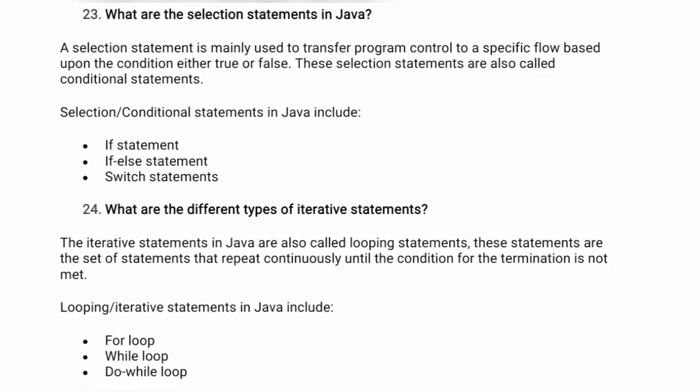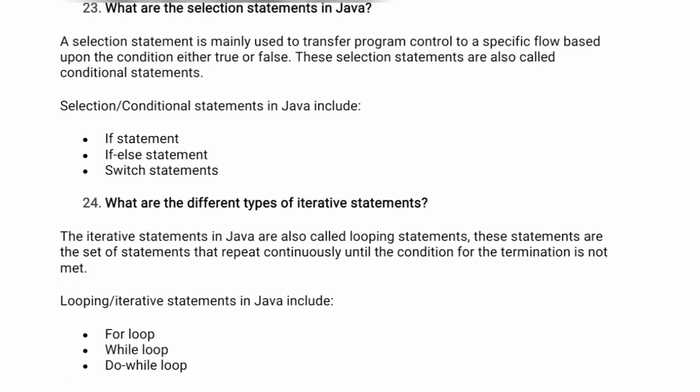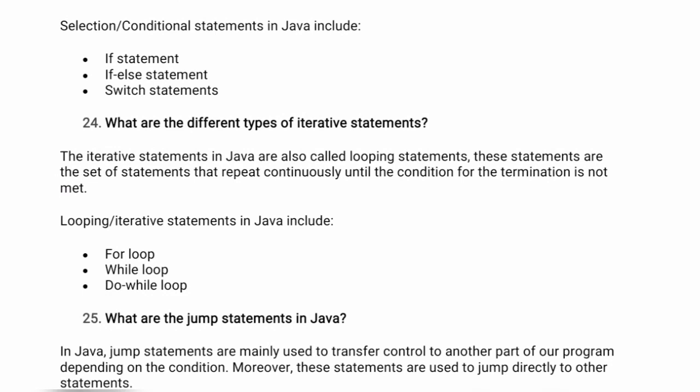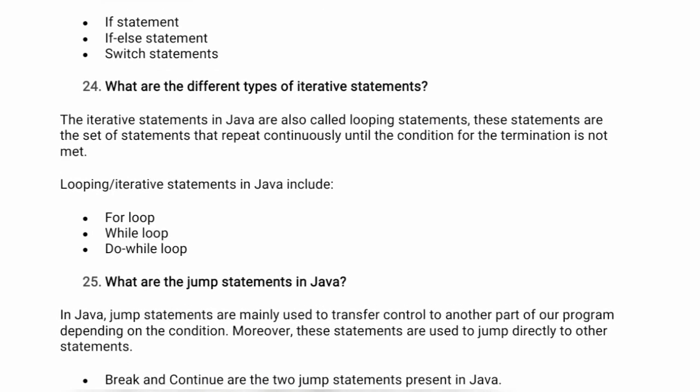What are the different types of iterative statements? Iterative statements and looping statements are both the same. These are the set of statements that repeat continuously until the condition for termination is met. There are 3 types of looping statements: while, do while and for.